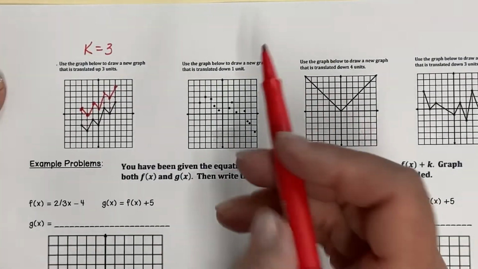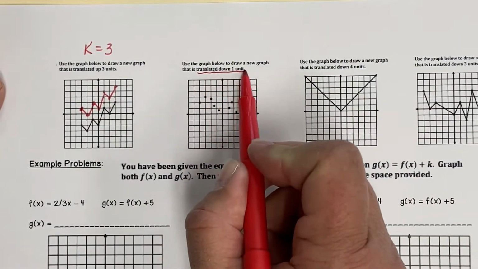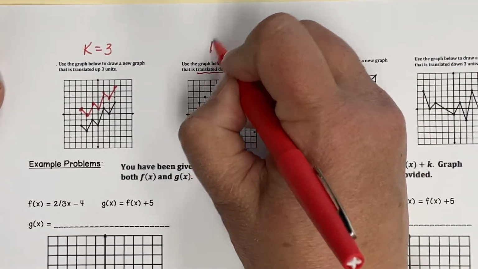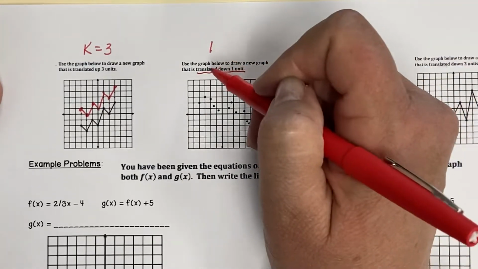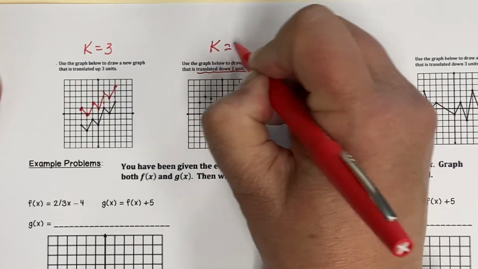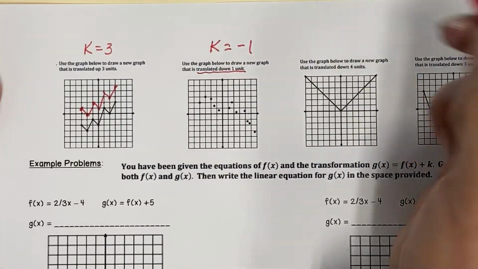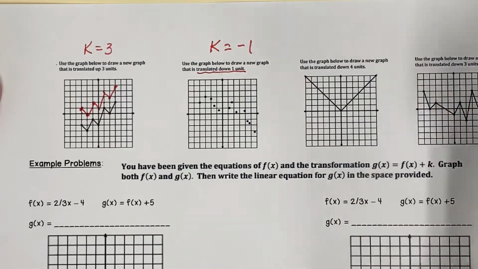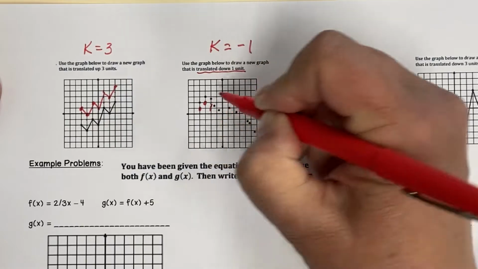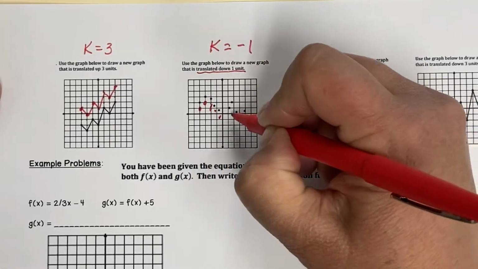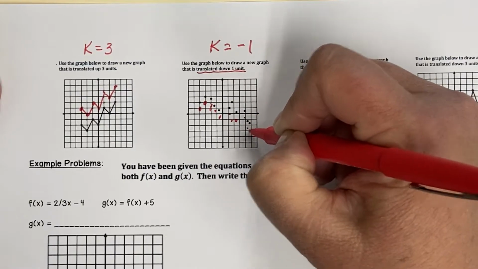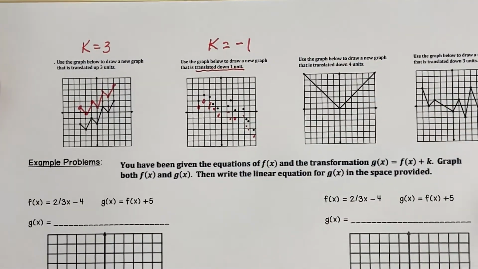All right, this one says we're going to translate, which means shift. Translate down 1 unit. Okay, so our K number on here is down 1. This one's not connected, but it doesn't matter. Every point then would go down 1 unit. Boy, these aren't lined up very good. Something like that. Okay, that's what that means.